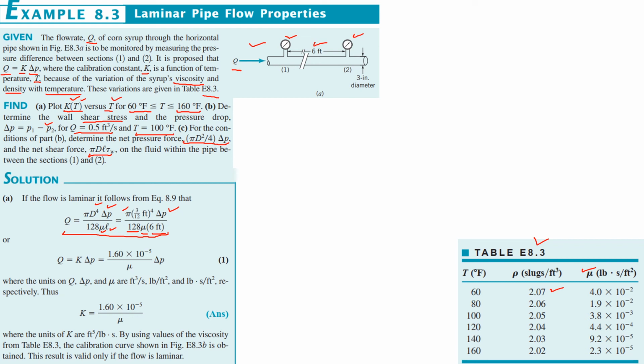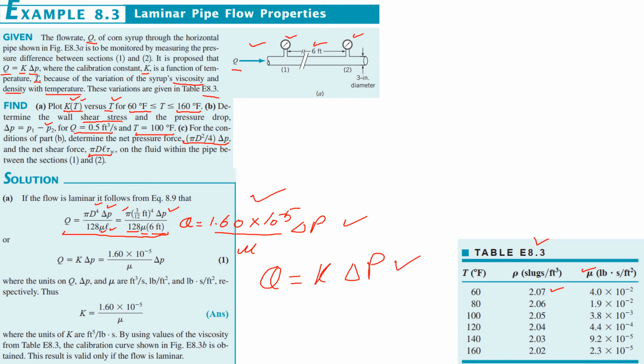So we will solve it, and we will get an equation like this, that Q will be equal to 1.60 times 10 to the power minus 5 divided by viscosity, times delta P. So in this equation, delta P over mu will remain as such, and we will compare this equation with the equation that we were given in the statement, that Q is equal to K delta P. If we compare these two equations, we can see that the value of K can be extracted, that K is equal to 1.60 times 10 to the power minus 5 over mu.